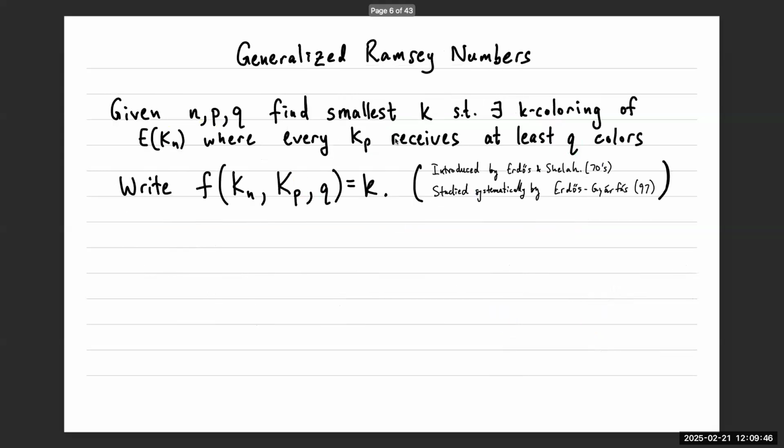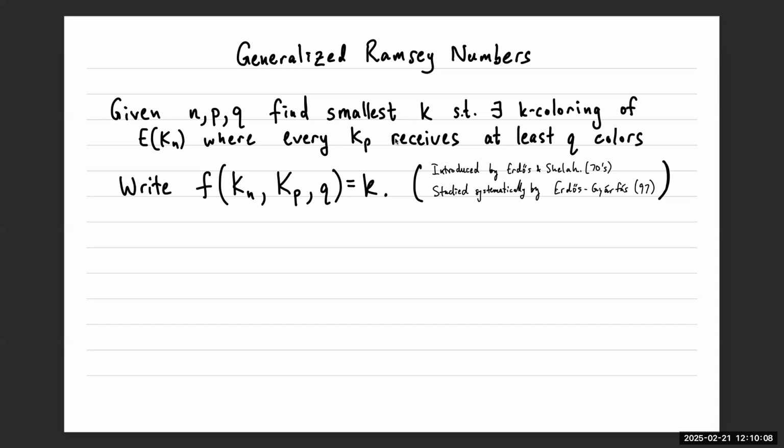So let me just state it here. Now, given N and P and Q, I know there's a lot of letters, find the smallest K. K is still the number of colors.